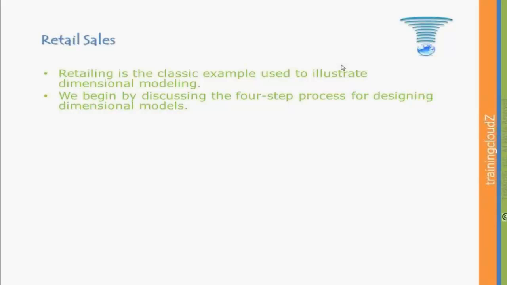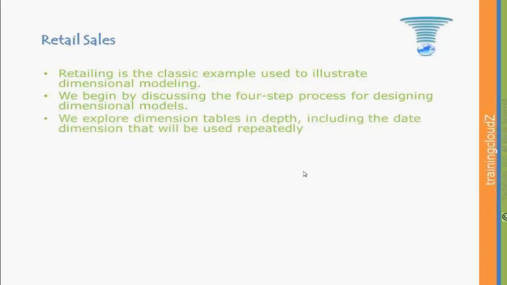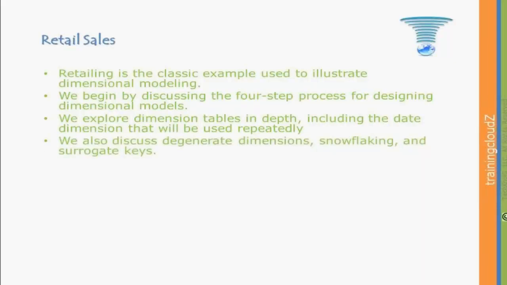Now you look at the dimensional model, and you'll understand what the dimensional model of a data warehouse looks like, compared to a database model in any legacy system. We are going to compare that now. So we begin by discussing the 4-step process of designing dimensional models. We explore dimension tables in depth, including the date dimension that will be used repeatedly. You know, date is mandatory. Whether you are in a single bedroom apartment or a single family home, time is constant, right? So that is one of the very important things in our data warehouse concept. It is one of the dimensions.